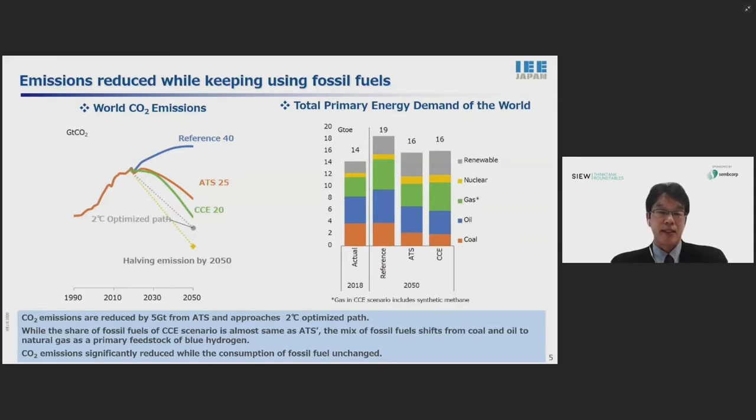So the key message in this scenario is clear. That is, if advanced technologies for decarbonizing fossil fuels are effectively utilized, we can reduce carbon emissions while continuing to utilize fossil fuels. So fossil fuel use and carbon emission reduction are not really mutually exclusive. We can achieve both if we adopt the technologies to decarbonize our fossil fuel use. Could you go to the next?